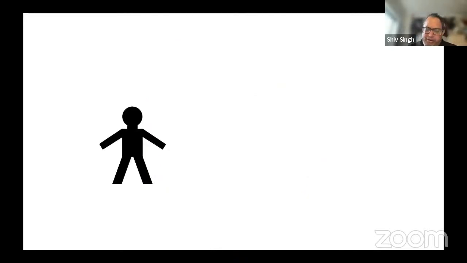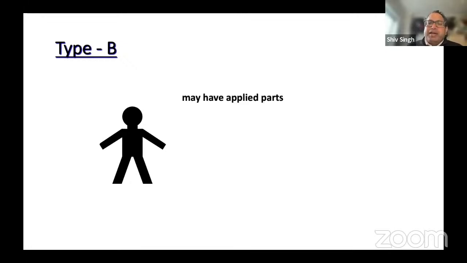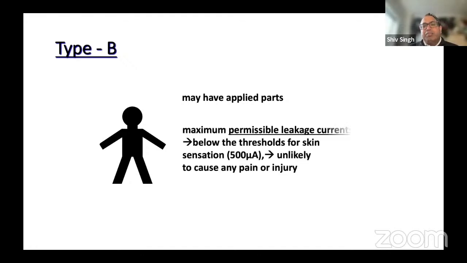So if you see a body on any equipment, then it is type B. B for body, okay? And it has many applications, and I'll show you the examples. But the maximum permissible leakage current in these cases is less than 500 microamps. This is the current that is below the threshold for skin sensation. So even if this current flows through your body, you don't even feel the tingling sensation. So this cannot cause any pain or injury, right?